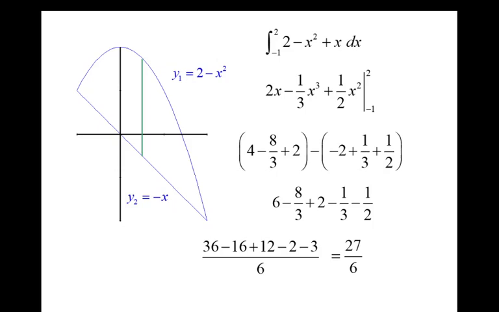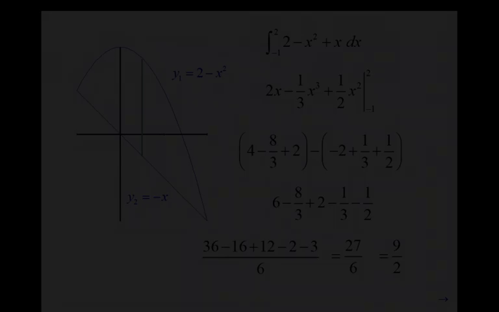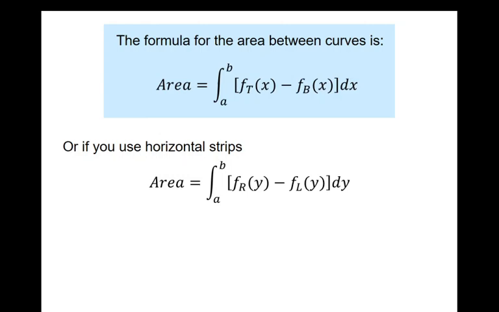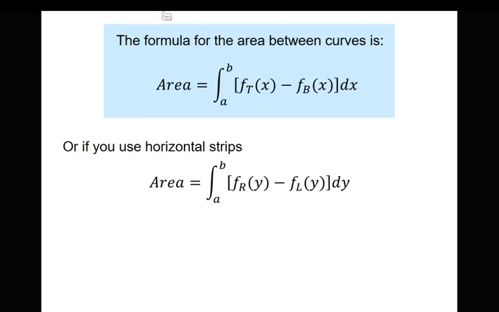Okay, so we have basically two equations. Okay, one area equation when our strip is vertical, or perpendicular to the x-axis, and that's this one. This is the function on top minus the function on bottom. Okay? If you're using horizontal strips, it's right minus left. Okay?